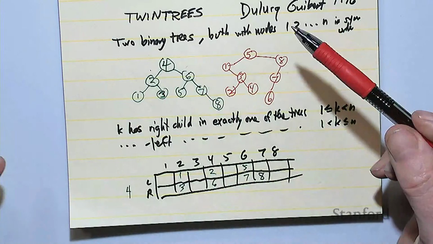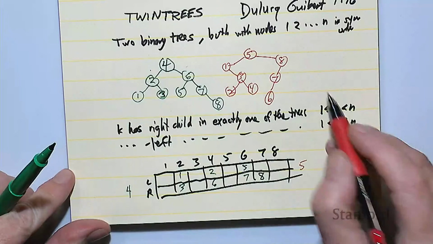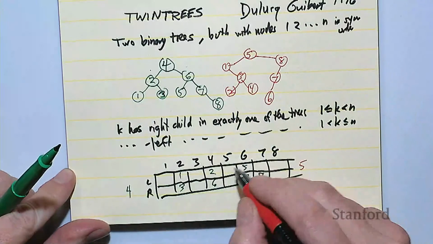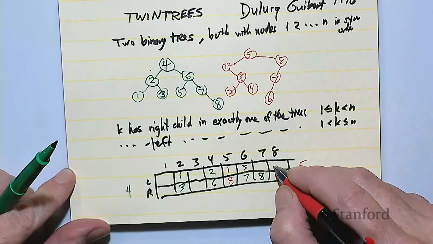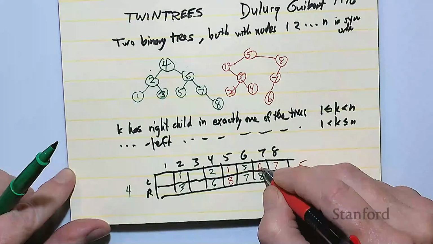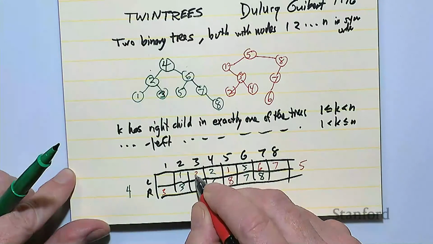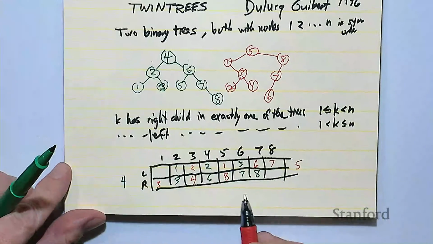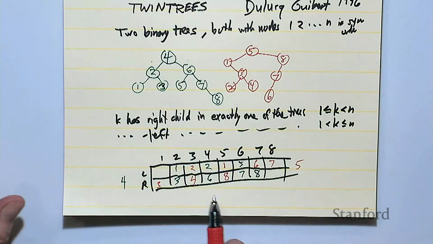Now, if I go to the red tree, its root is 5. It's got left is 1 and right is 8. 8 has left is 7. 7 has left is 6. 1 has right of 3. 3 has 2, 4.